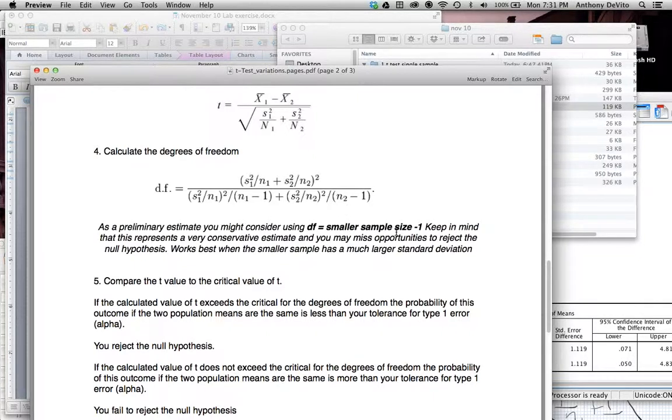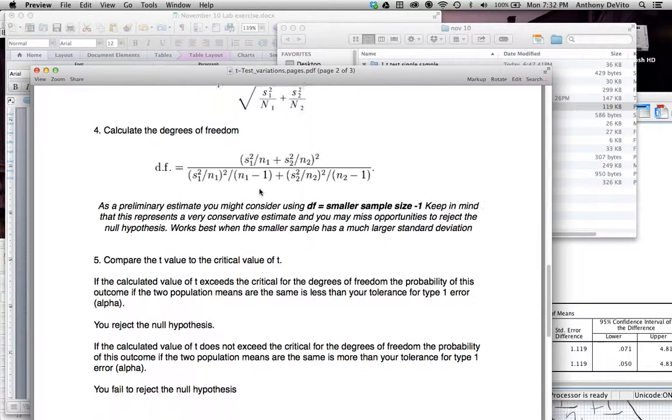Then this little cheat down here. If you can reject the null hypothesis doing this, then you're certainly going to be able to reject it doing the full calculation. But if you can't using this shortcut, then you can't say for sure you wouldn't have rejected it if you had actually calculated it. So if you fail to reject, you should go back and actually calculate it, or use SPSS to calculate it.